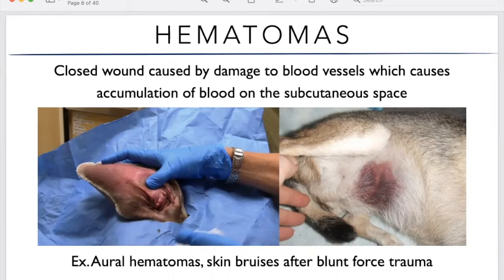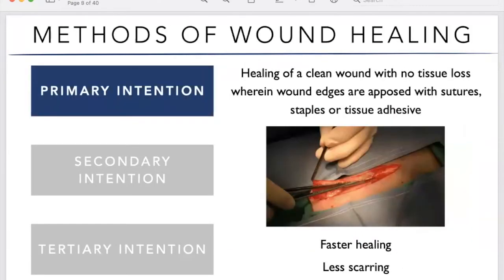And as we have discussed, skin bruises after blunt force trauma could cause hematomas, right? So how do wounds heal? These are methods of wound healing, okay? What do we usually do? So there is primary intention, secondary intention, and tertiary intention, right?